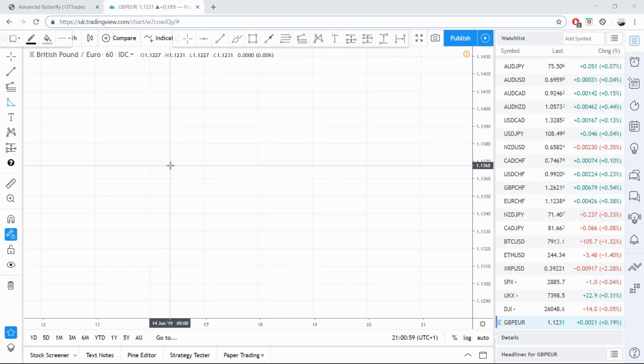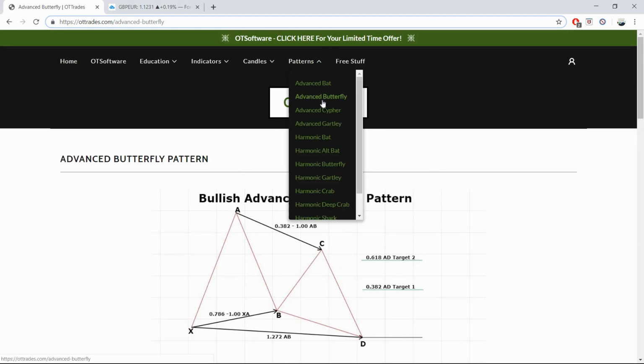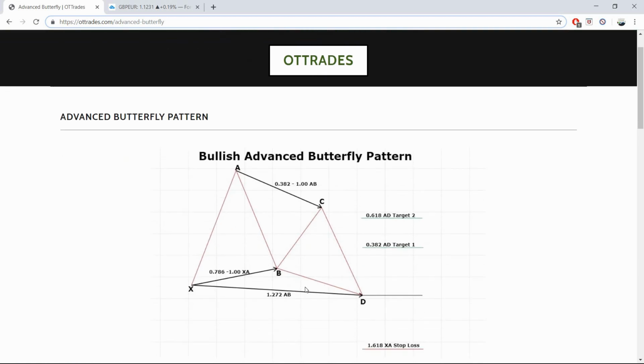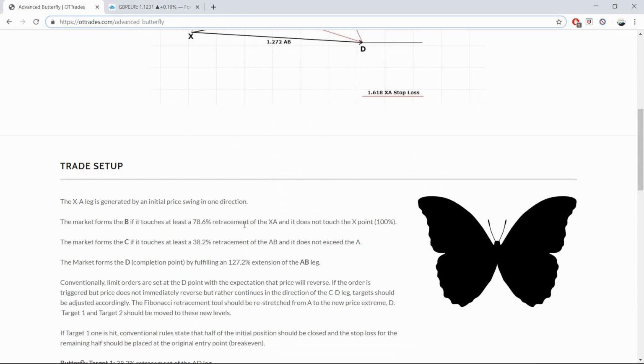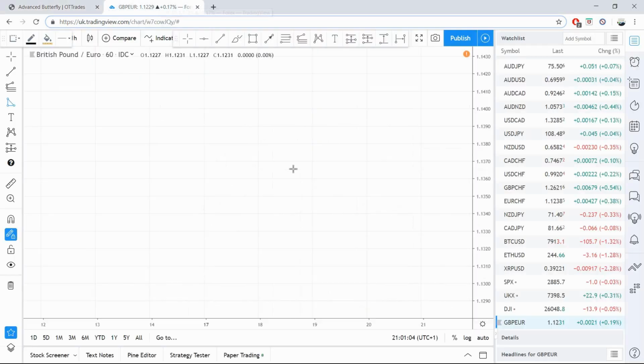Now today's video we're going to run through the advanced butterfly formation. So if you go to my website ottrades.com and to the top here, advanced butterfly pattern, we're going to run through the manual setup on how to identify these patterns, so B, C and D points, as well as the conventional targets and stop loss levels as well. So we'll get straight into this.